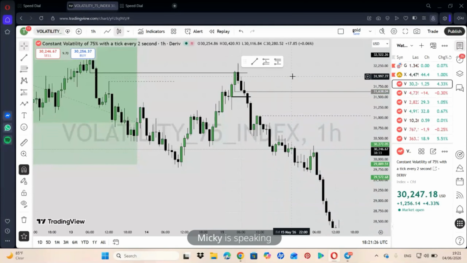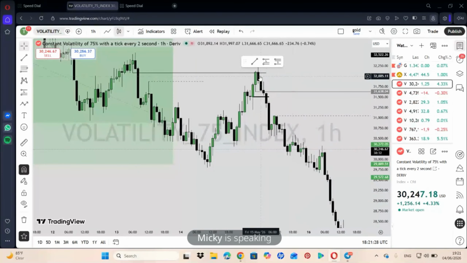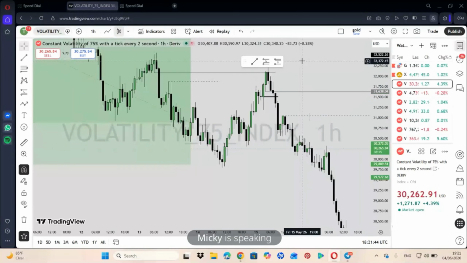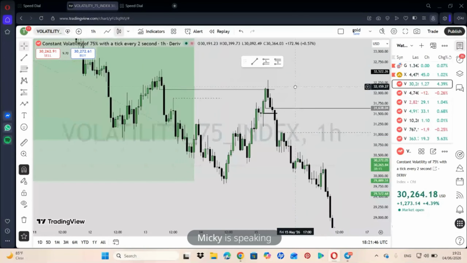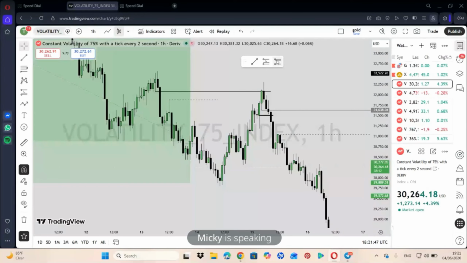So what do you wait for? You wait for price to break this support zone. When price has broken and closed below that level, you enter the trade. And as you can see, when you enter the trade, I'm going to show you where to put your SL, because there are some synthetic indices that are very volatile. So I'm going to show you where to have your SL.